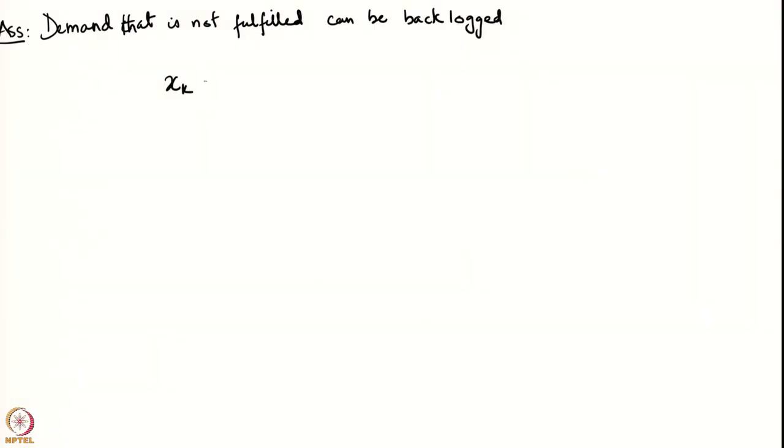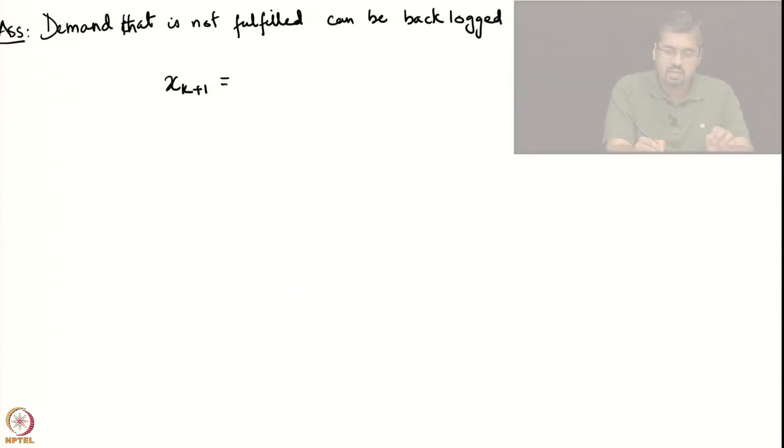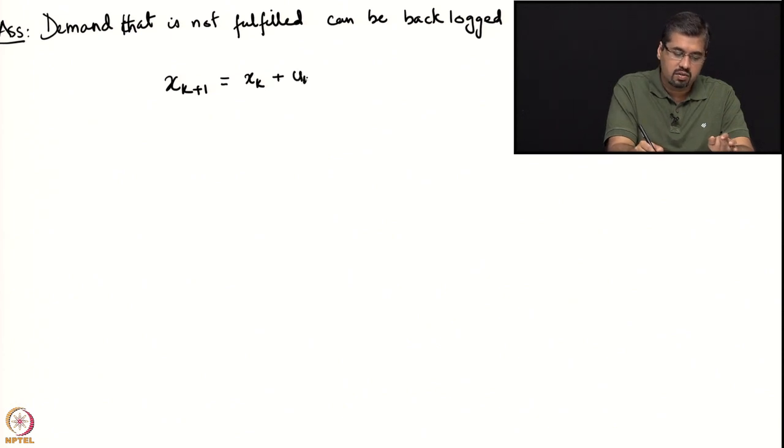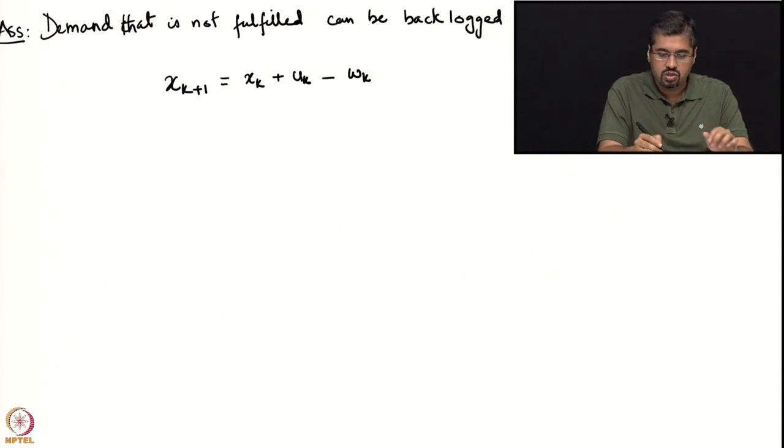Consequently, the state of the system at the next time step is given by this simple equation. Since we are allowing for backlogging, the state can take positive as well as negative values. So the state at time k plus 1 is equal to the state at time k, so this is the stock available at time k, plus the stock that you order, minus the demand that gets realized. So xk plus uk minus wk.